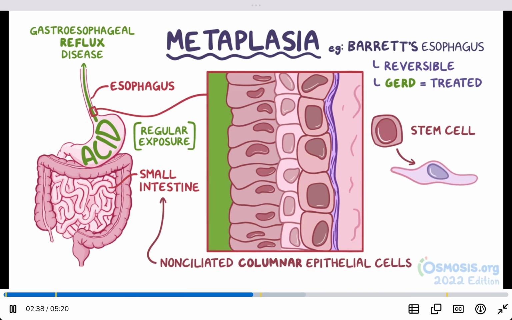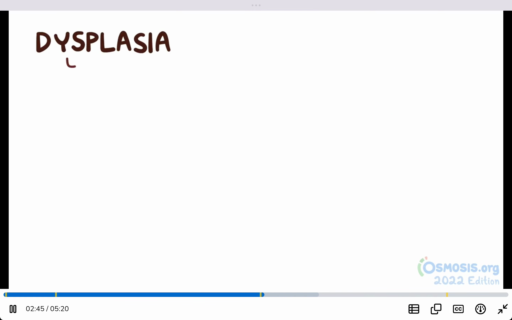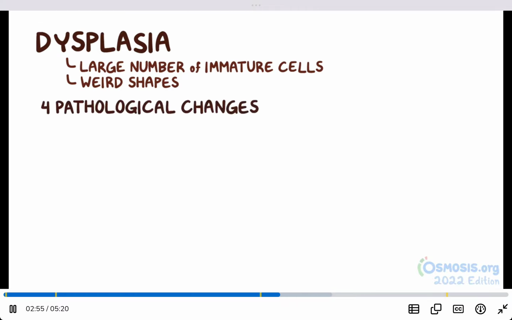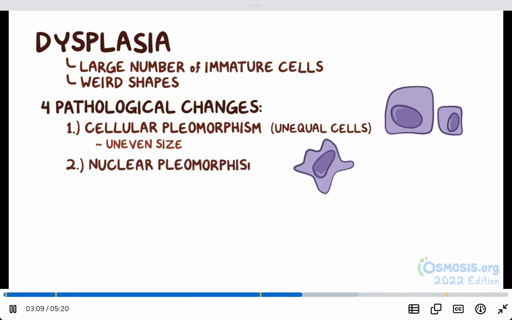On the other hand, if the problem persists, the cells can become dysplastic. In dysplasia, the tissue develops a large number of immature cells that have weird shapes, which you don't typically expect in normal, healthy tissue. There are four major pathological microscopic changes. The first is cellular pleomorphism, meaning that the cells are of uneven size, which is a strange finding, since usually tissue contains cells that are of roughly the same size. Next, there's nuclear pleomorphism, or variation in size and shape of the nucleus.